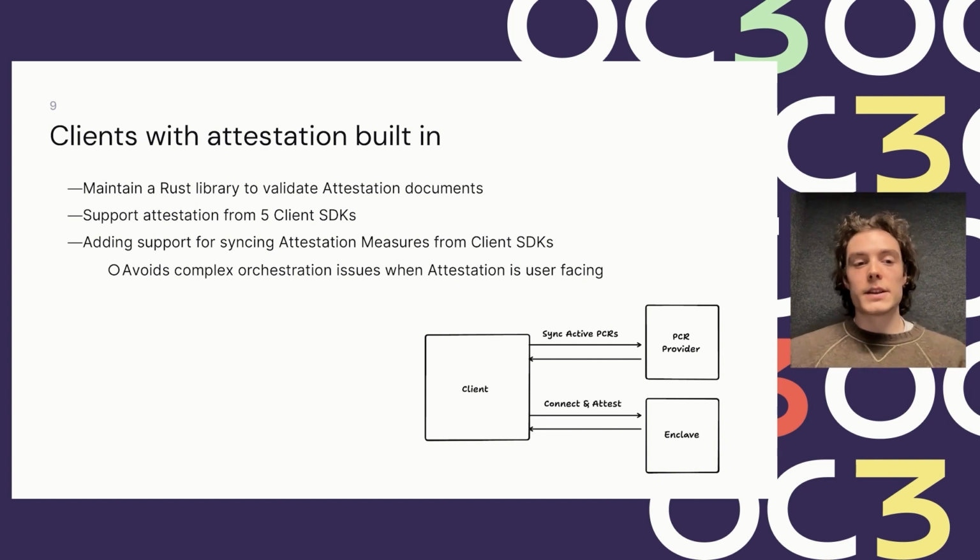And then we also have clients that have attestation built in. So we maintain a Rust library which validates attestation documents, and then we expose FFI bindings to 5 different languages, which then allow our SDKs to support attestation out of the box. So our 5 SDKs, Node, Python, Go, Android, and iOS, can all attest customer connections to their enclaves. We also have an additional feature that allows customers to sync their attestation measures from a trusted provider. So that may be pulling down the latest measures produced by their CI pipeline, or they can even pull them from Evervault as an API.